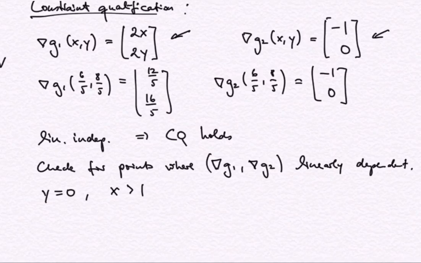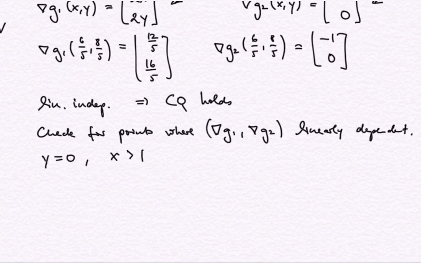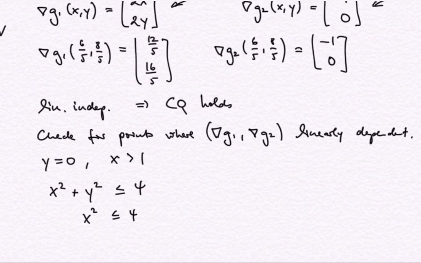Well, with that we can go into our analysis. Let's start from the first constraint: x squared plus y squared be less than 4. Now y is equal to 0. This means that x squared is less than or equal to 4, which means that x is less than or equal to the positive or the negative square root of 4, which is 2. Now x be larger than 1, which means we can forget about the negative case.